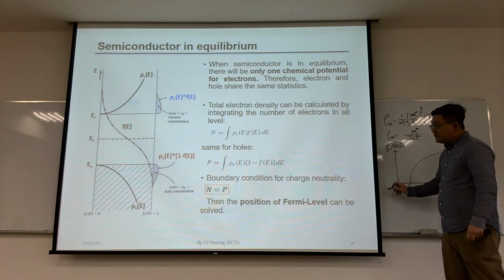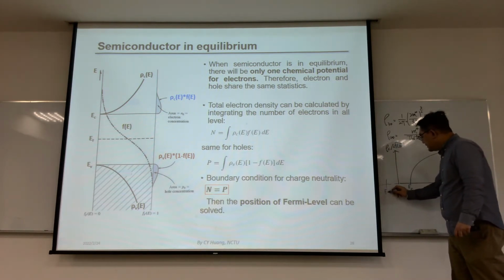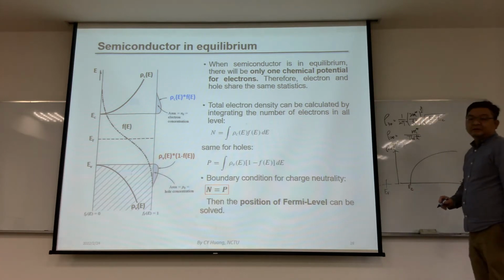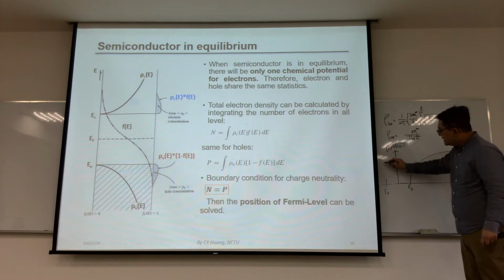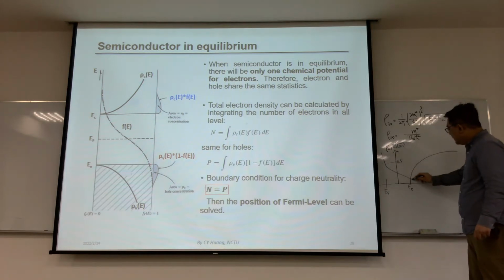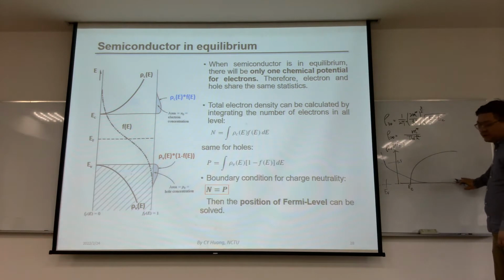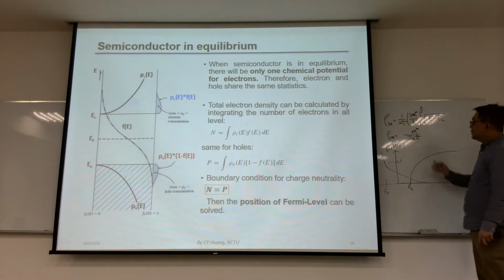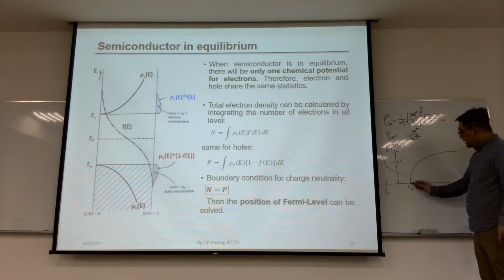Since now we still have the case that EF is below EC, so its value at EF should be half, and it goes down quickly with the exponential below. So the actual carrier density is the area of this product.